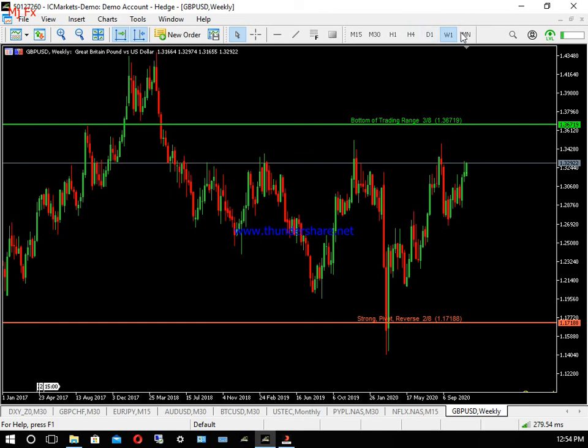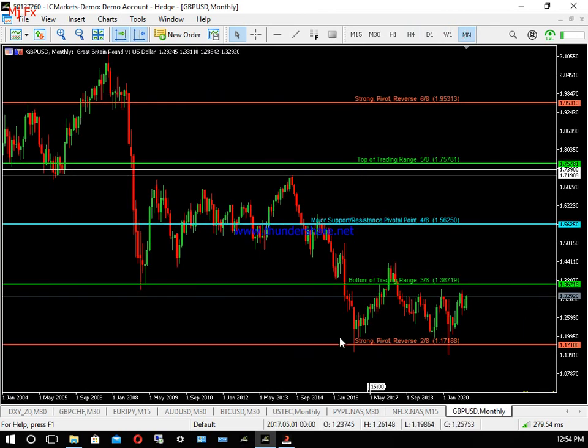This is GU, GBP USD. You can see how price has been holding very strongly above this strong pivot reverse, and this is on a downside. You can see that's why I've been buying GBP USD from the time it closed above this strong pivot reverse. I knew that it's going to buy.